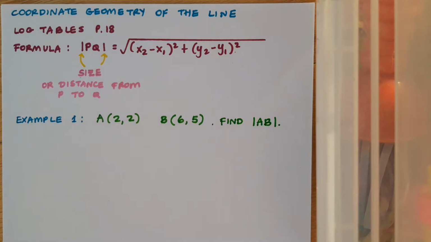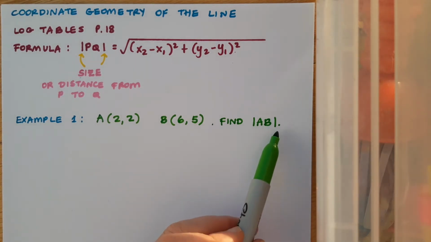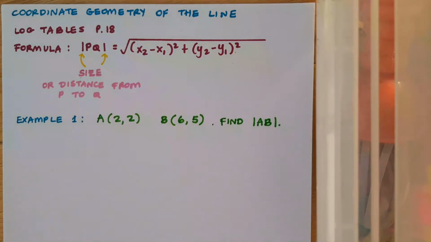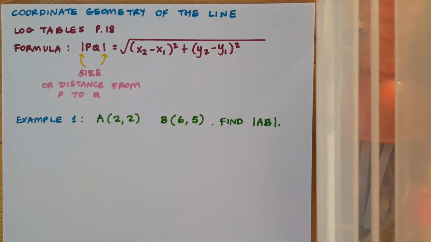Okay, so let's look at an example. So in my example, I have 2 points, A and B. A is the point (2, 2) and B is the point (6, 5), and I want to find AB, and this just means the distance of AB, or the length of the line segment that joins A to B. Before I begin to fill the formula in, I'm going to start by labelling my 2 points. I'm going to think of A as being the first point, so I'm going to call it x1, y1, and I'm going to think of B as being the second point, so I'm going to call it x2, y2.